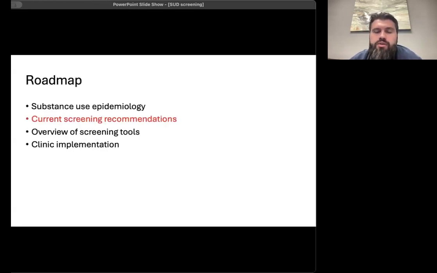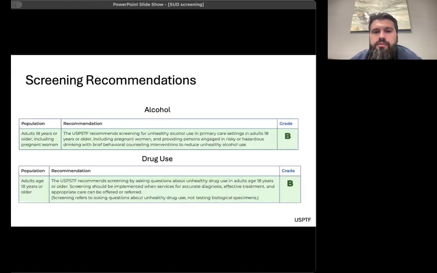So what are the current screening recommendations out there? Hopefully you all are familiar with the United States Preventive Services Task Force, the USPSTF, as it's stated. They generally give out recommendations for different things all across what we do in healthcare. And they gave these specific recommendations a couple years ago, essentially for universal substance use screening and alcohol use screening for people ages 18 and over. So including pregnant women, these are also included in these screens.